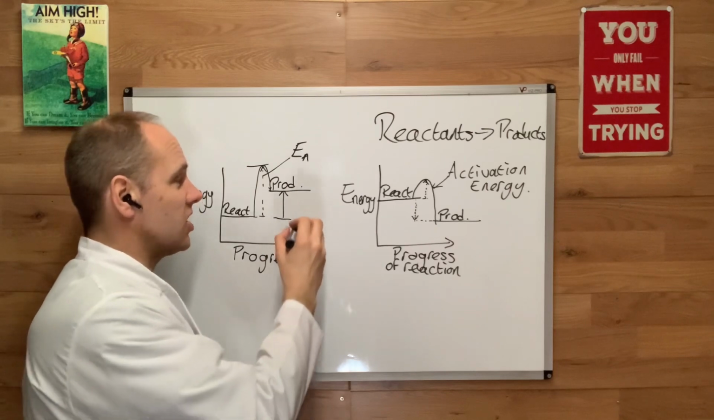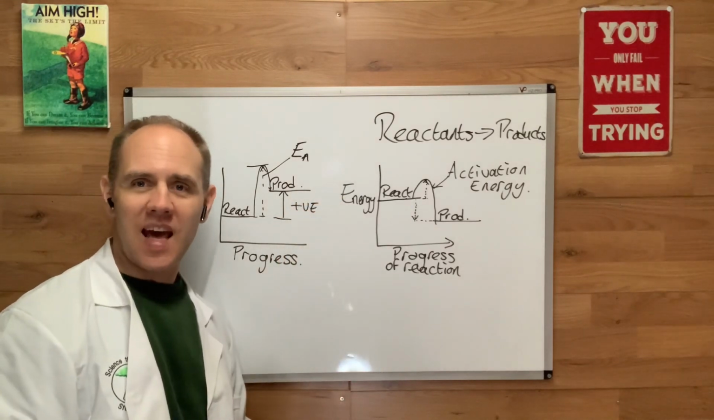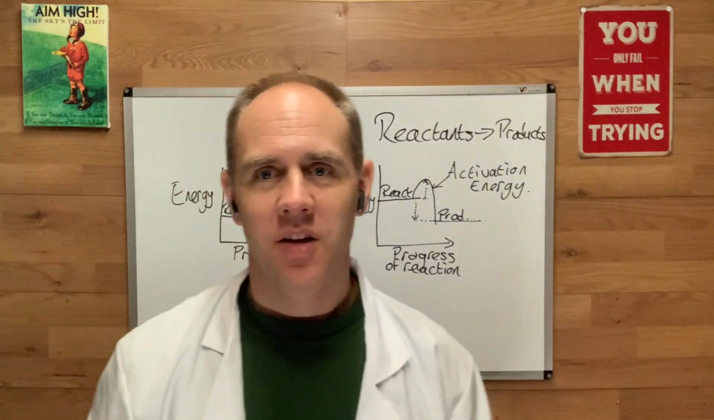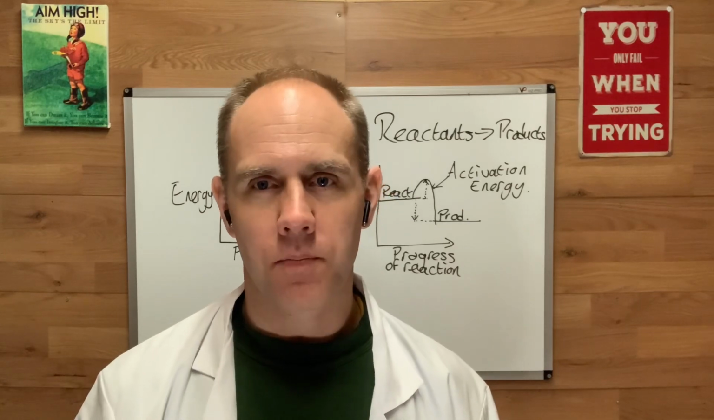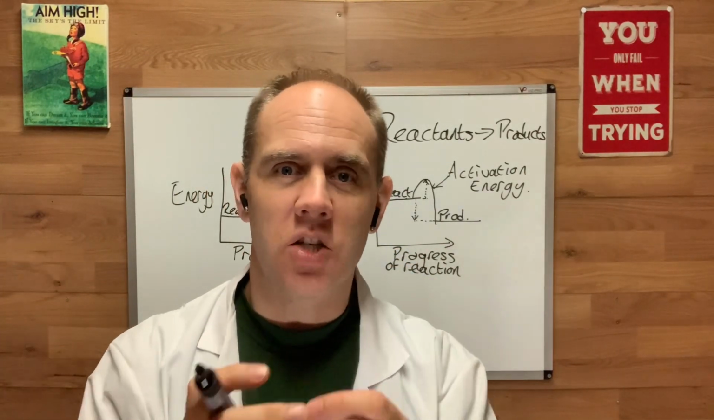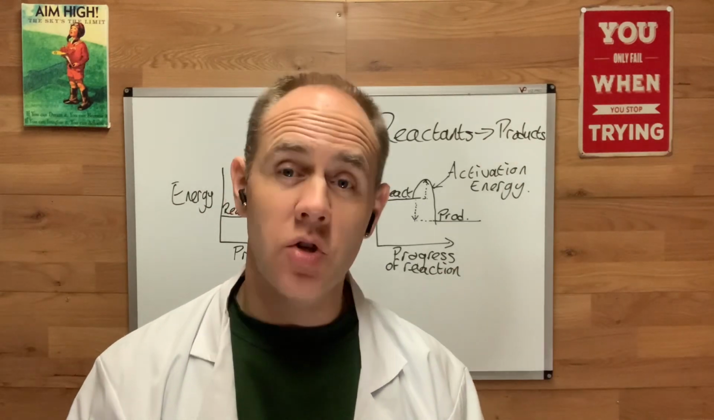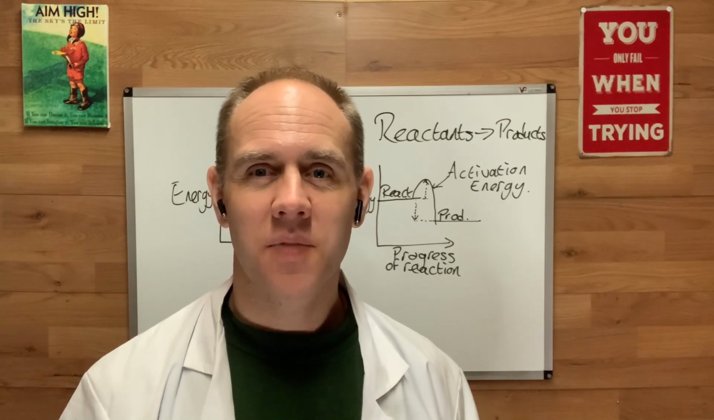Now, in this case, the change in energy would be positive. This means it's taking energy in from the atmosphere, or from the surroundings, and it gets colder. In the case of the exothermic, the energy is released to the surroundings, and as a result, it gets hotter. That's it. Learn those two.